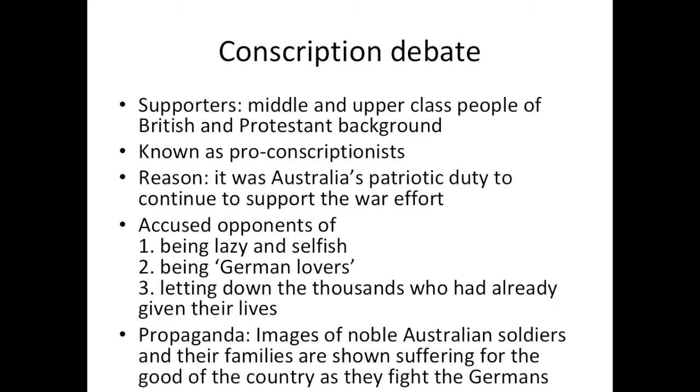Supporters of conscription tended to be middle and upper class people of British and Protestant background. These people, known as pro-conscriptionists, argued that it was the patriotic duty of Australians to continue to support the war effort. They accused opponents of being lazy and selfish, of being German lovers, and of letting down the thousands who had already given their lives. In pro-conscription propaganda, images of noble Australian soldiers and their families are shown suffering for the good of the country as they fight the Germans.